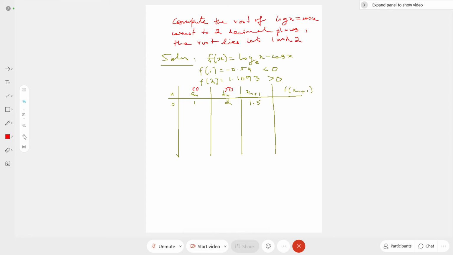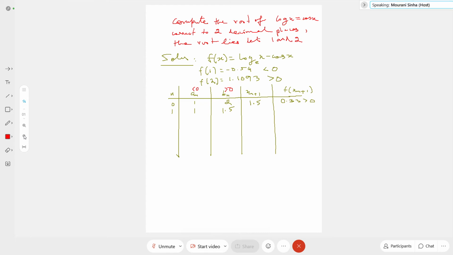Yes, 0.33. Right, Srijita and Azizur, correct. So here it is positive. Because it is positive, in the next iteration, 1.5 will go to the positive column. Okay, so here I put 1.5 and the negative column remains the same.